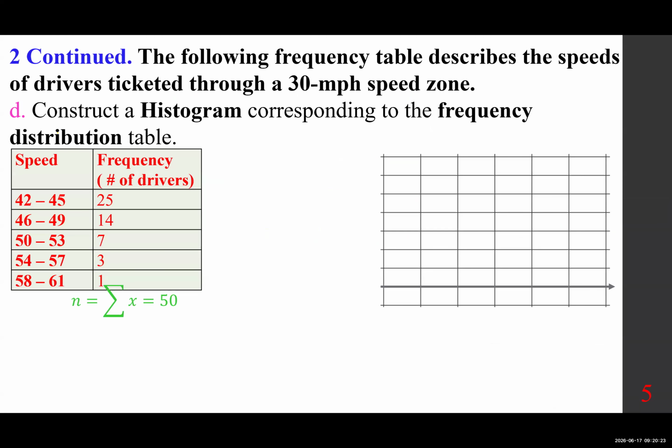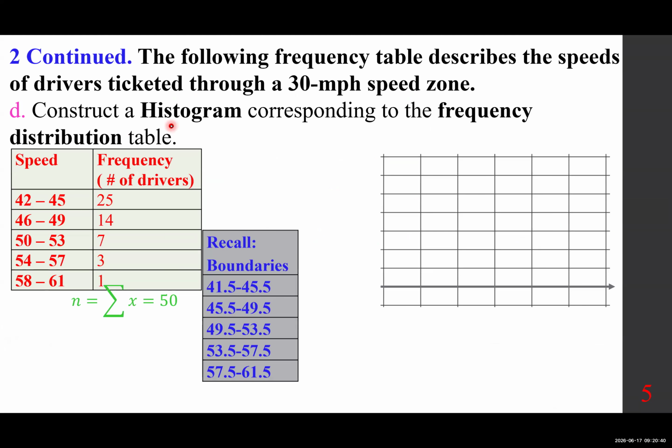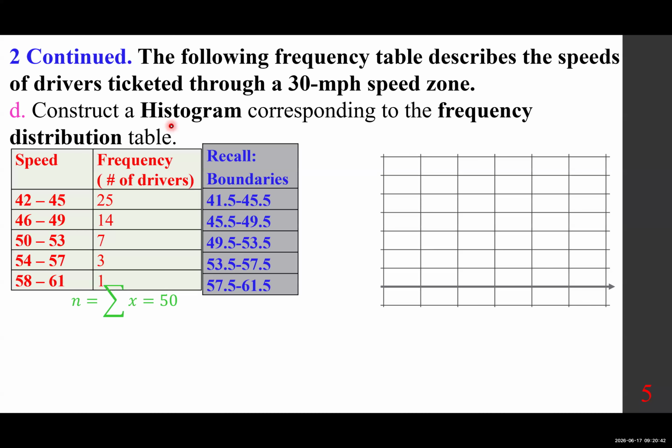All right, we're going to continue with the same question. We want to construct a histogram corresponding to the frequency distribution table. So in order to do that, we are going to remind everybody what the boundaries are. Over here, we can go with the boundaries. We can go even with the limits. We can even go with the midpoints, okay? But it's a good practice to go with the boundaries. And here are the frequencies.